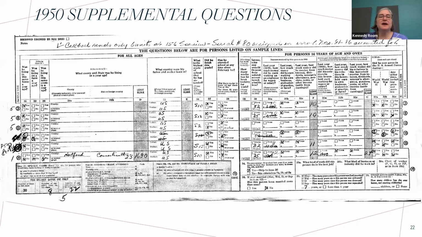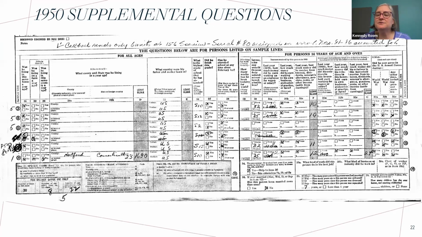Did he finish this grade? Yes. Has he attended school at any time since February 1st? No. For persons 14 plus, if yes, in item 17, how many weeks looking for work? Item 17 was, are you looking for work? Are you unemployed? And he was not, he was employed.